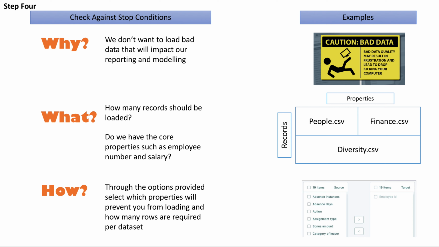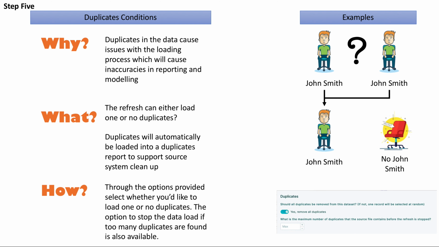Moving on to the final step. The final check we make is on duplicates. Duplicates in the data can cause the wrong information being loaded. Also, if you have duplicates, you probably want to know about it. A duplicate record is being defined as more than one of the same record, where same is defined as the ID of the dataset. Therefore, if you have two employees with identical IDs, then that is a duplicate.